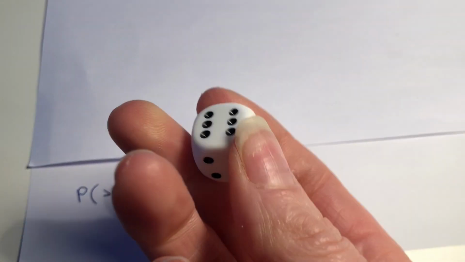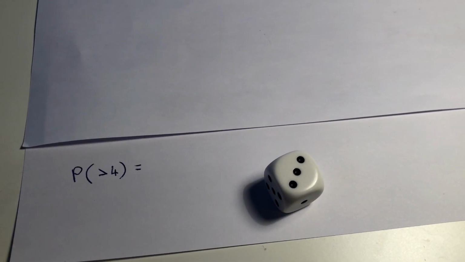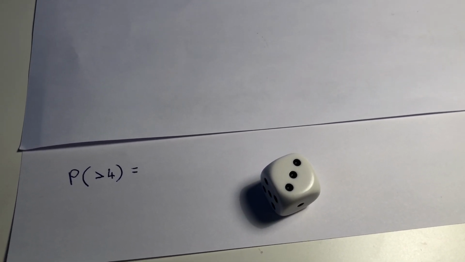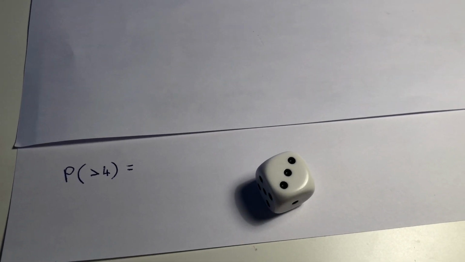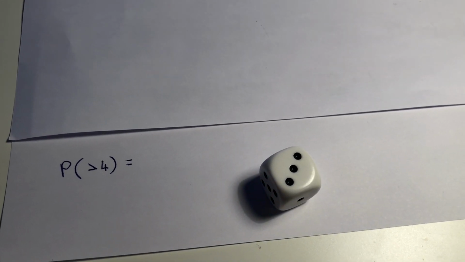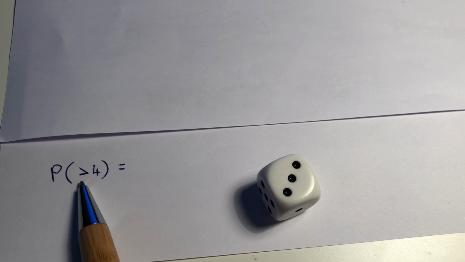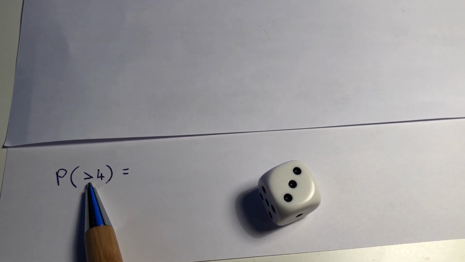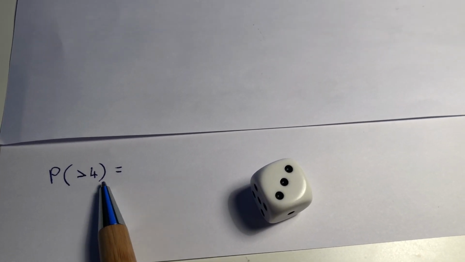Let's go back to the die. What if this time I would like to work out the probability of rolling the die and getting a number that is greater than 4? So if you see in maths notation, capital P for probability, and then inside my bracket for my event, I have the symbol greater than and 4. So the probability of getting greater than 4.